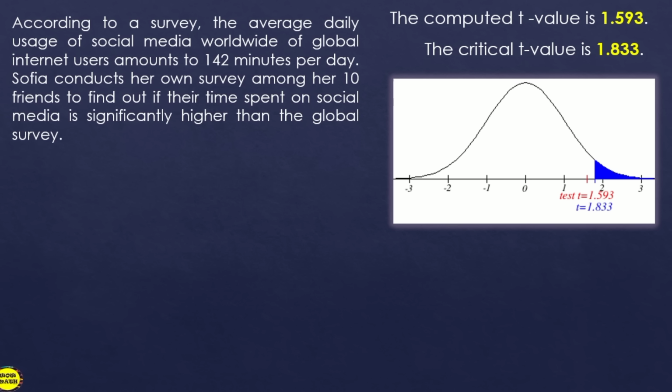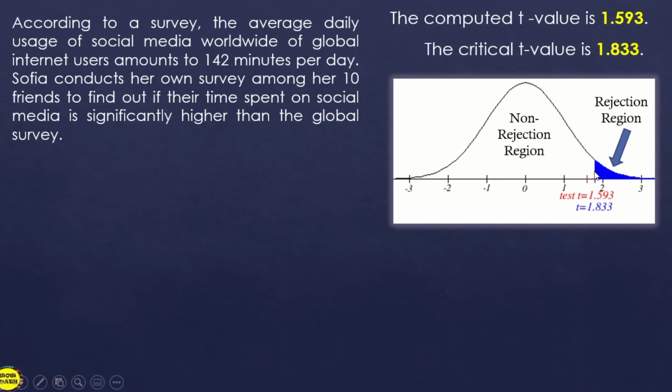So, makikita natin dito sa graph natin. As you can see in the t-distribution curve, yung mark na to na red, that is the computed t-value, which is 1.593. Tapos, itong shaded region na yan, that is yung tinatawag nating rejection region. Yung hindi naka-shade, that is the non-rejection region. Itong blue na to, serve as boundary ng t-distribution curve natin. Ito yung critical value natin na 1.833.